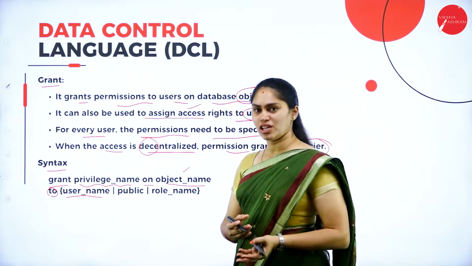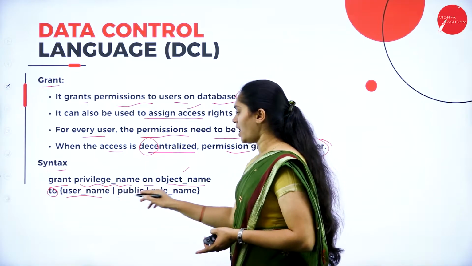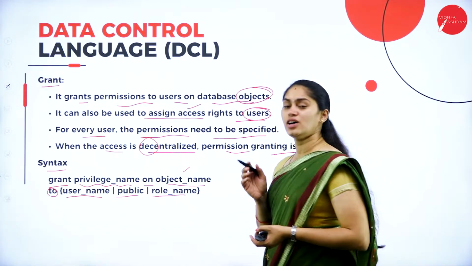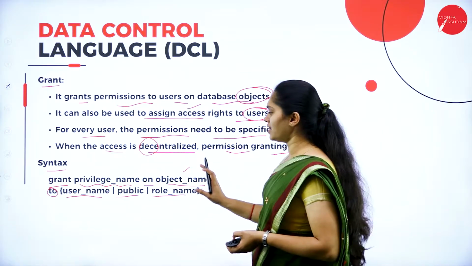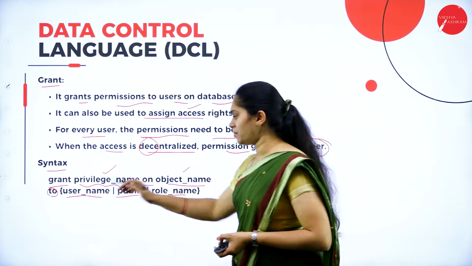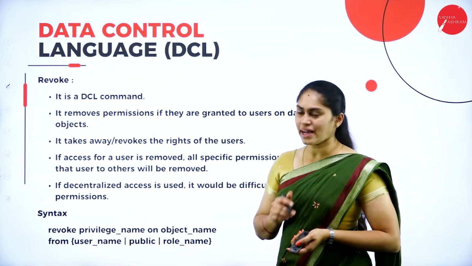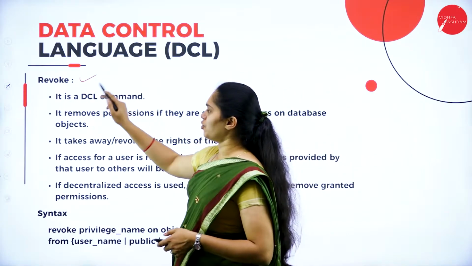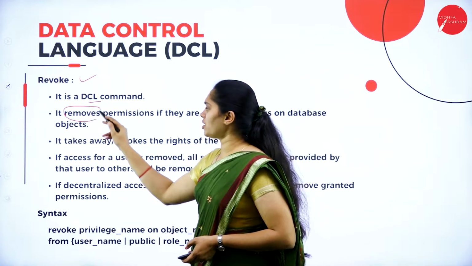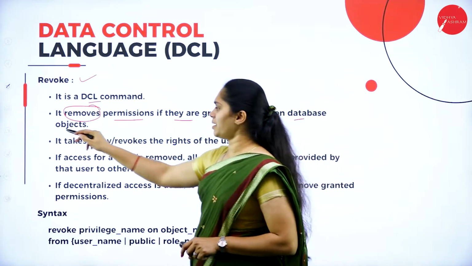At the time of definition of a table and database, you will get to know the username, and whether it is public or private should be specified. Then the role name. So by specifying all these, they are granting a privilege on the object name to a particular user. In the same way, we can take the permission back, that too by making use of the revoke command. It is also one of the DCL commands. Mainly, it is going to remove the permission if it was granted to the user on the database object.